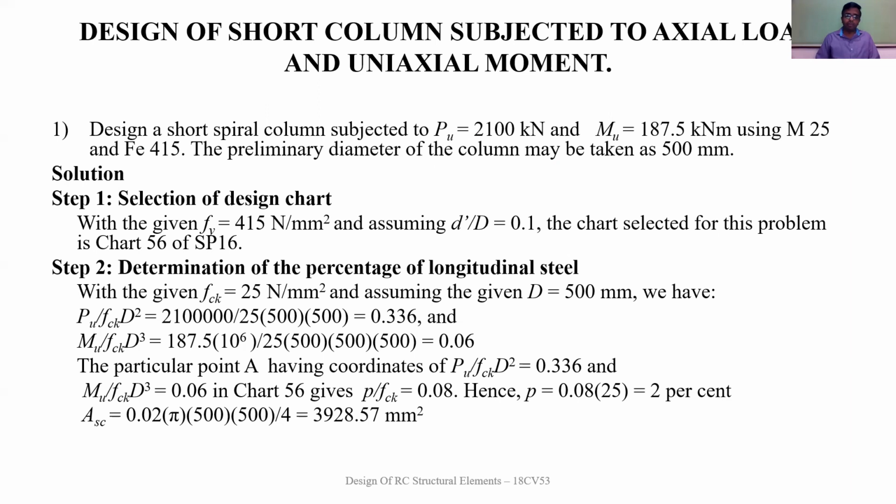The third set of 12 charts, numbering from chart number 51 to 62, are for circular columns having 8 longitudinal bars of equal diameter and uniformly distributed circumferentially, for 3 grades of steel, Fe250, Fe415 and Fe500, and each of them for 4 values of d dash by D, that is 0.05, 0.1, 0.15 and 0.2. All these 36 charts are prepared for M20 concrete only, and this is just an approximation, as it is not worthwhile to have separate design charts for each grade of concrete.